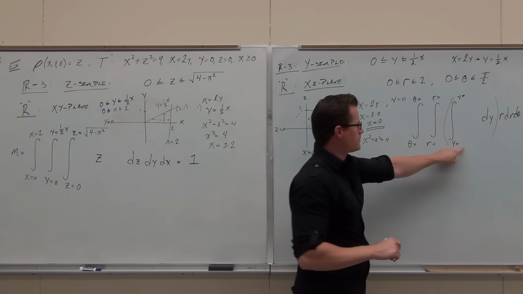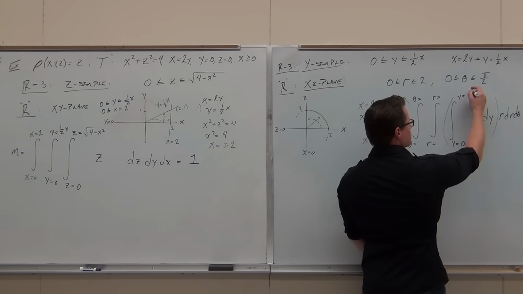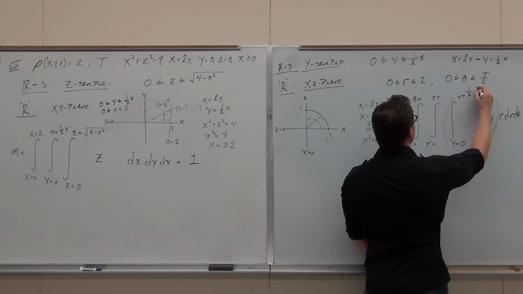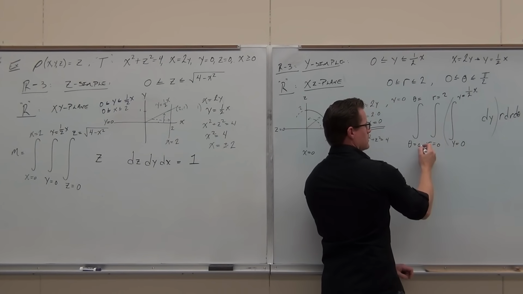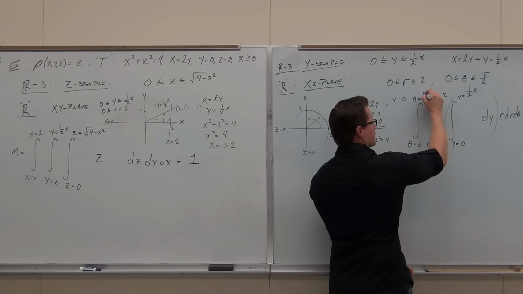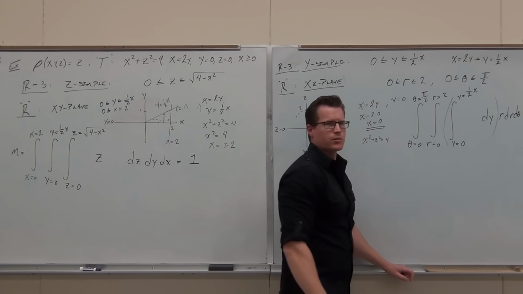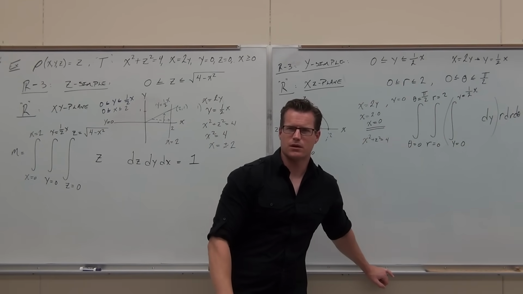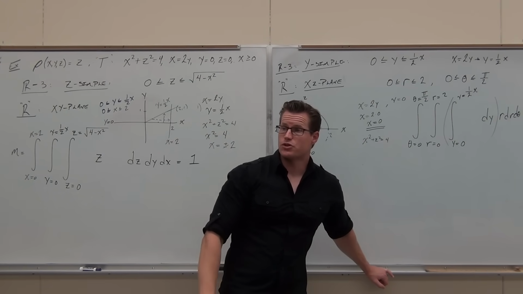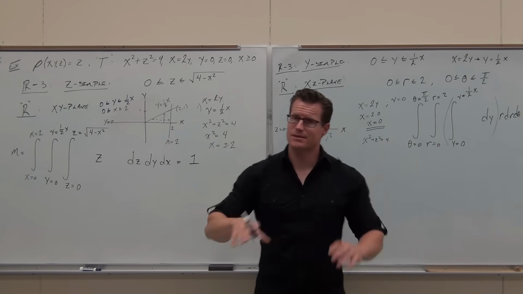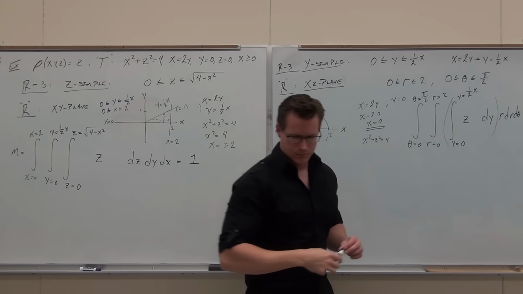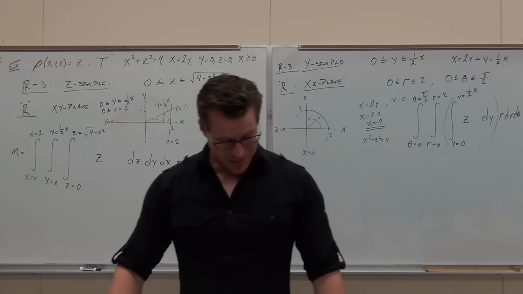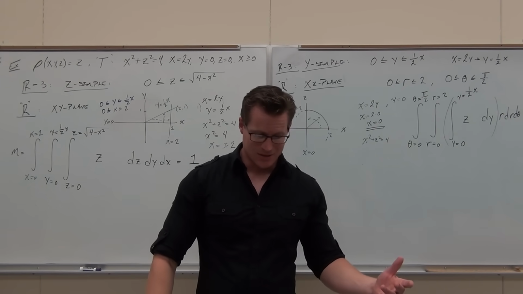What goes here, please? 0. What goes here? 1/2. What goes here, please? 0. What goes here? 2. Here? 0. And 5. That's the proper setup. We're missing one thing. What's the one thing? Whatever the mass density function is. So in our case, we had z. It's still the same z. That's it. That's the whole setup.